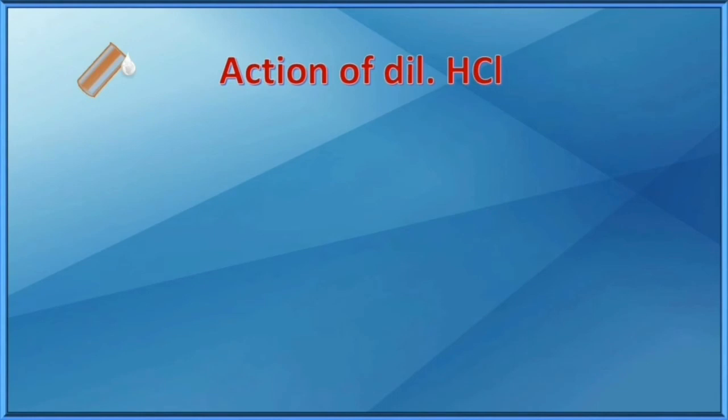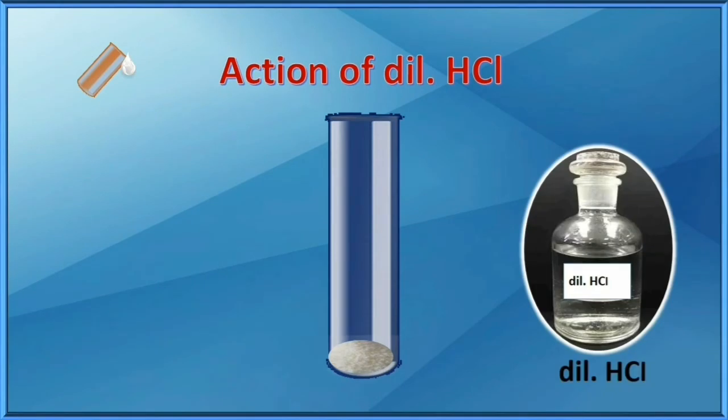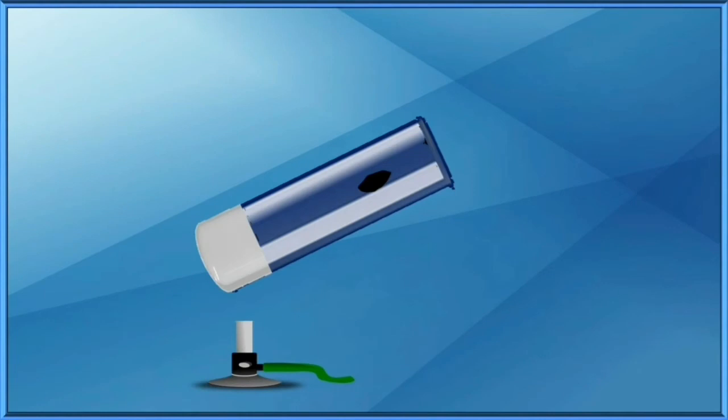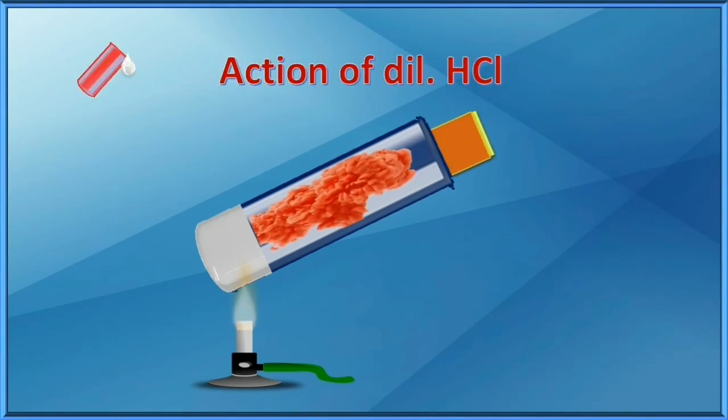Shall we start the second test with dilute HCl? In a test tube, take a small amount of salt and add about 1 ml of dilute HCl. Heat it gently. A reddish brown gas evolves with a fishy smell. Now, take a filter paper and moisten it with ferrous sulfate solution. Insert this paper into the test tube. The moist ferrous sulfate paper turns brown. This indicates the presence of nitrate.